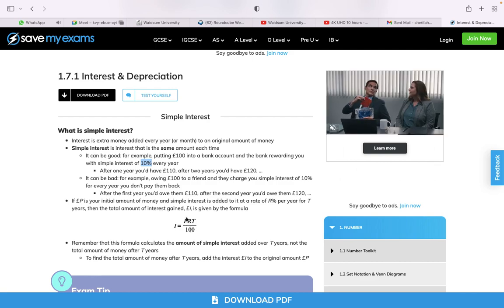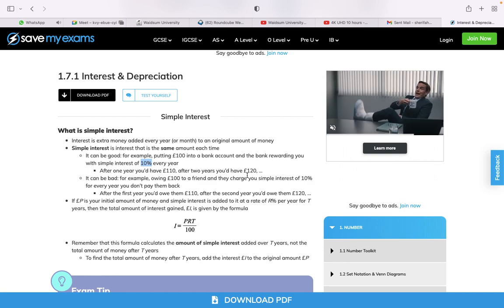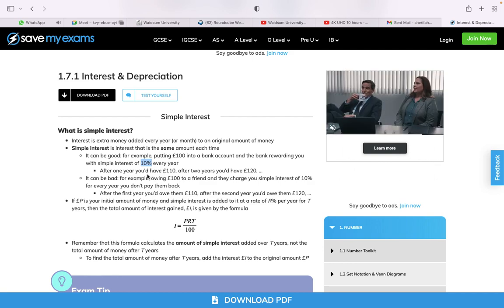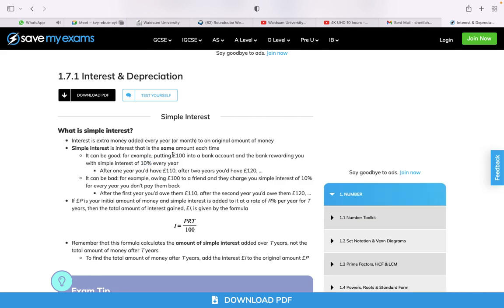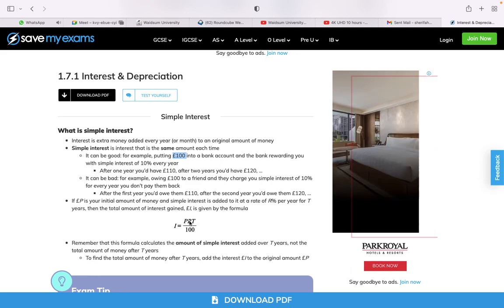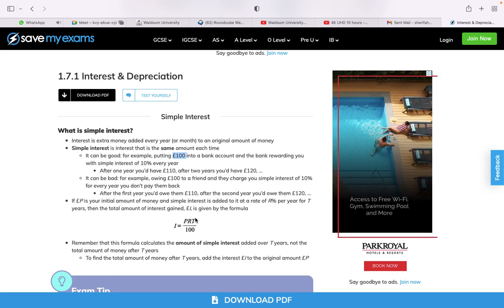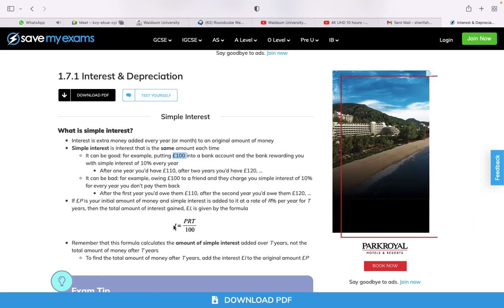Then you multiply by the amount you borrowed. Let's say you borrowed £100. So we say 100 times the rate, which is 10, times the time, depending on the time. If the time is 1 year, you say times 1. If it's 2 years, you say times 2. Then over this 100, you get the simple interest. So simple interest is very easy.